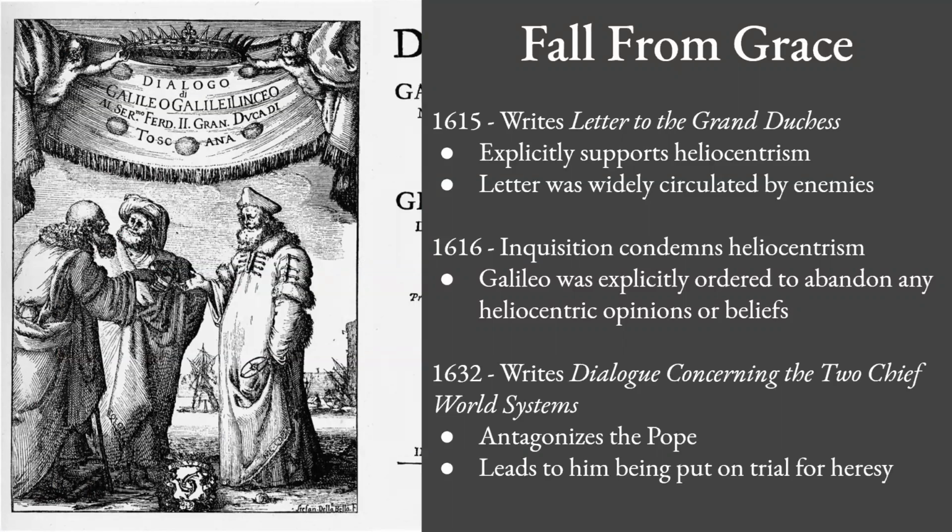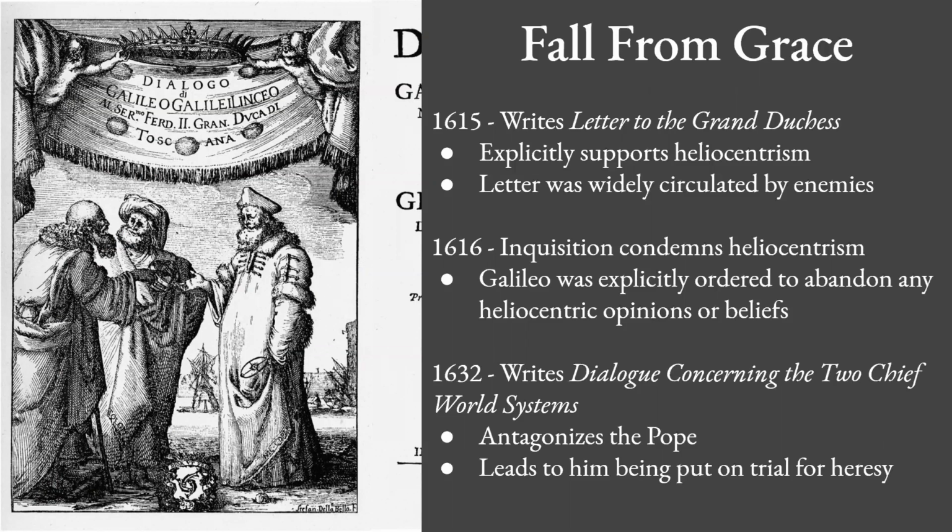But 16 or so years later, he wrote one of his biggest works, Dialogue Concerning the Two Chief World Systems, which from now on we'll just refer to as his dialogue. And basically, he has two characters in there argue against each other, one in favor of Copernicus's heliocentrism and one against it. And he inadvertently, in doing this, basically makes fun of the Pope. He did not intend to do that, but he does.